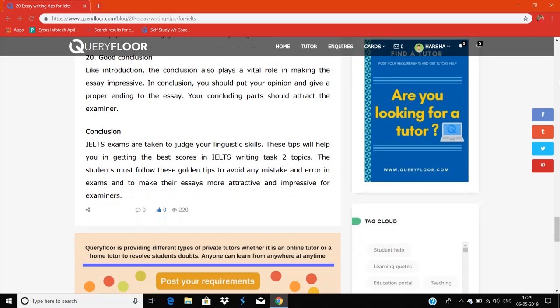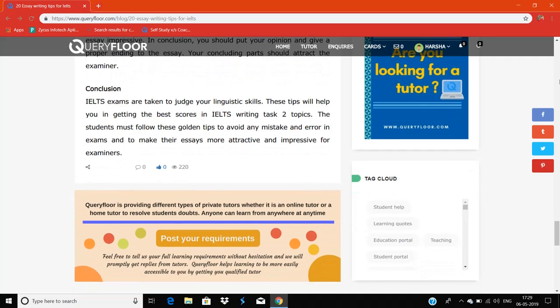Good conclusion. Like the introduction, the conclusion also plays a vital role. The introduction should be catchy so that you engage the reader, and in the conclusion, you should put your opinion and give a proper ending to the essay. It adds a different value to the essay itself. Your concluding part should attract the examiner.